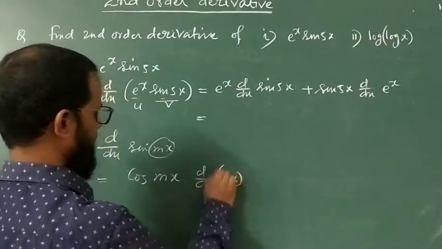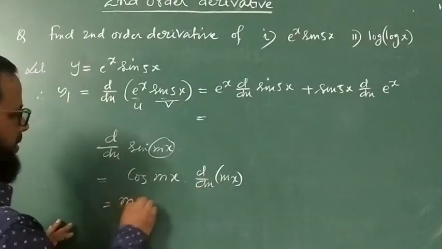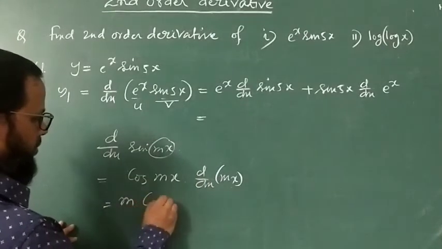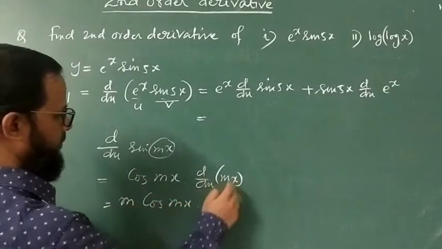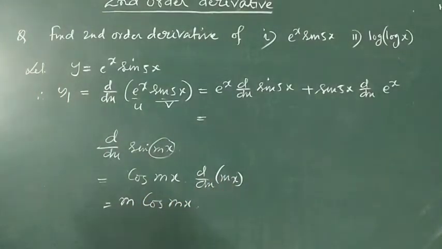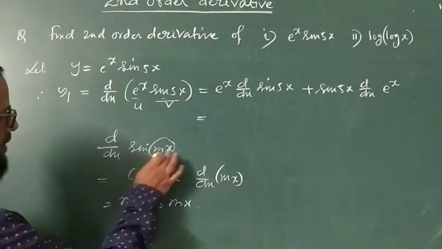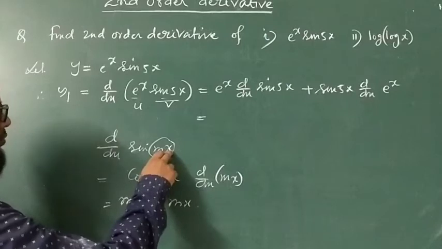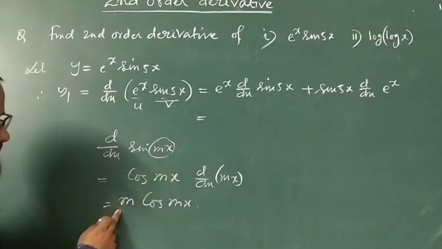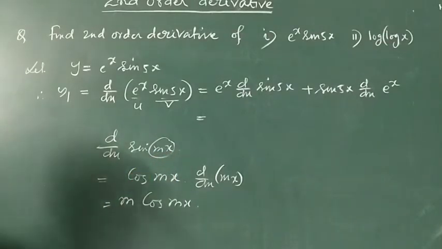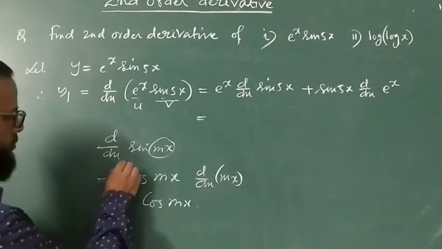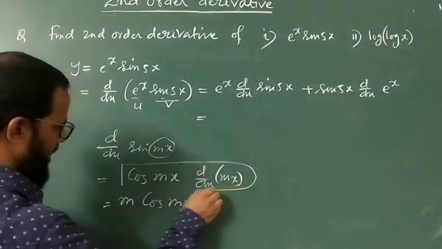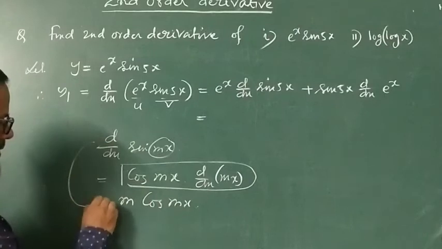mx. m is a constant, so it will come out of the derivative: m into cos mx, and d dx of x is equal to 1. So from this we observe that d dx of sin mx is equal to cos mx, and just the coefficient of x is multiplied. So now we are not going to use the chain rule. We will directly use this formula.